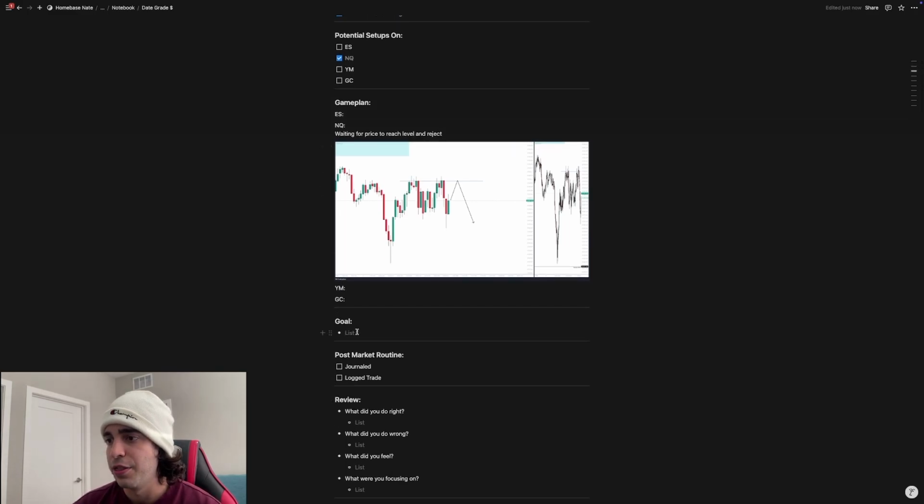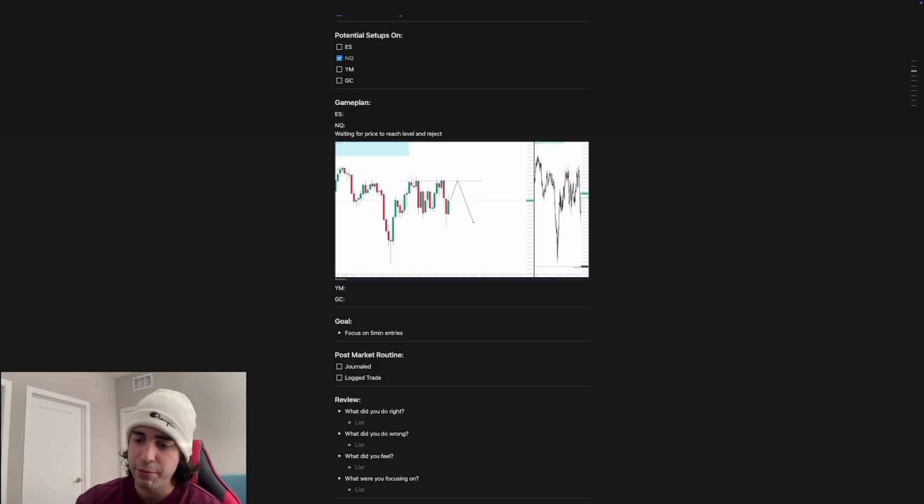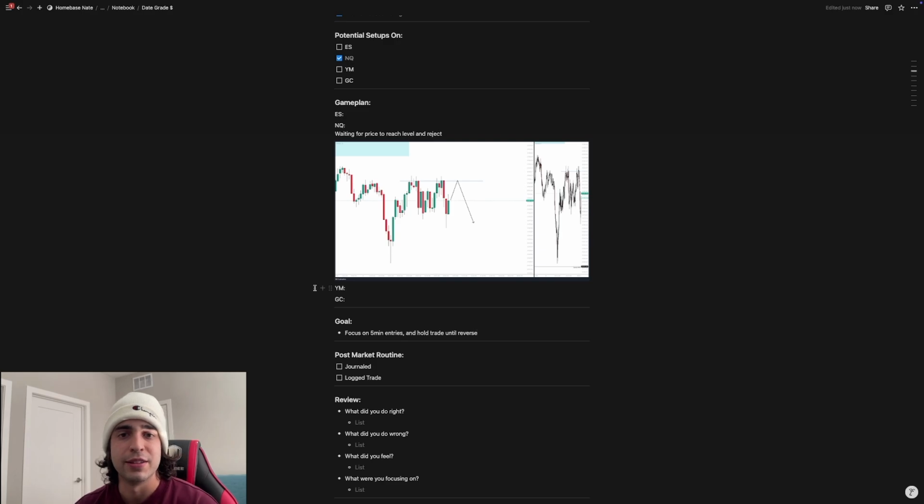Next is the goal. So this is the goal that you have for the day. It can be focus on 5-minute entries, because let's say you're trying to get better at your 5-minute entries, and hold trade until reverse. So that can be your goal for the day. You want to focus on 5-minute entries and hold the trade until it reverses. Hold the trade as long as possible, maximize your profits, something along those lines. Just make a goal for yourself for the day.